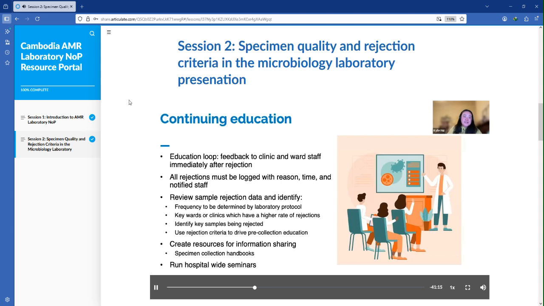Document communications. All sample rejections must be documented with fine details. And lastly, provide feedback and training. Feed back sample rejections to primary collectors and also the requesting clinicians. So altogether, this whole wheel will ensure that sample quality is good, the pre-analytical step of the process is good, then your actual testing of the specimens can produce better results because the quality of the samples has improved as well.